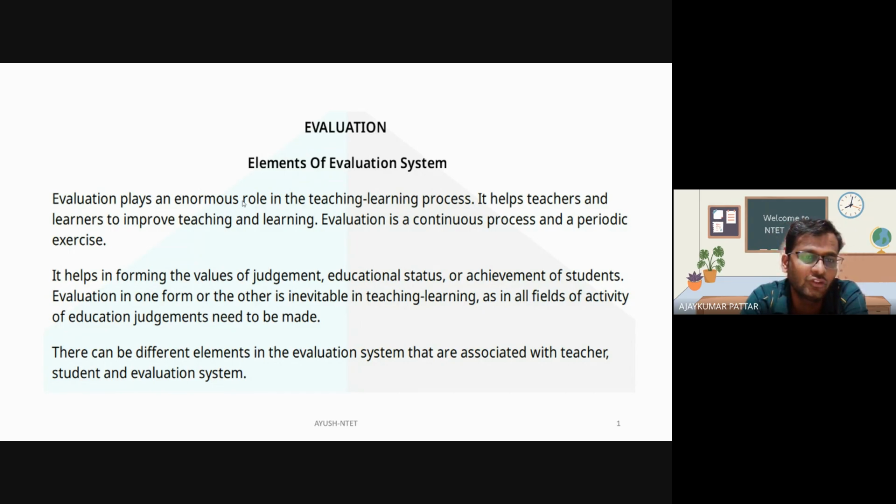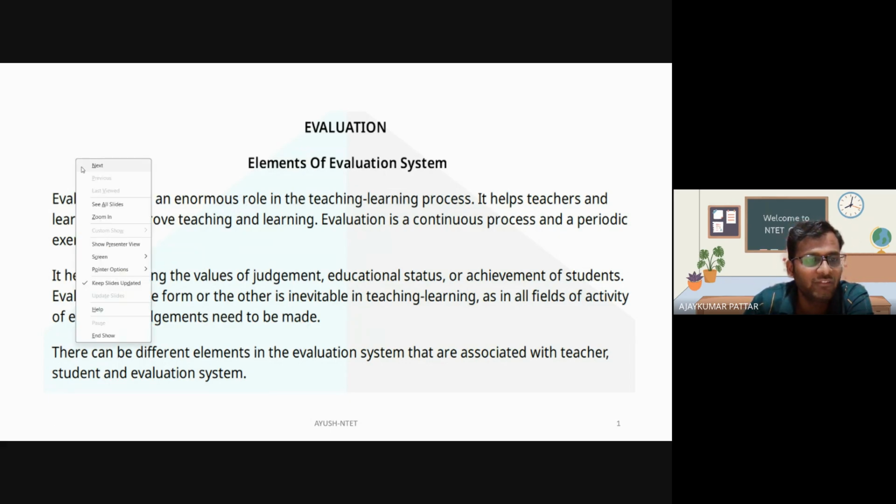As all of you know, we think that all are the same, but actually there is a difference between these. That's why they are given separately in the assessment methods and evaluation. Somewhat of a difference is there between these two, assessment methods and evaluation. So now we will start evaluation. So what is evaluation?